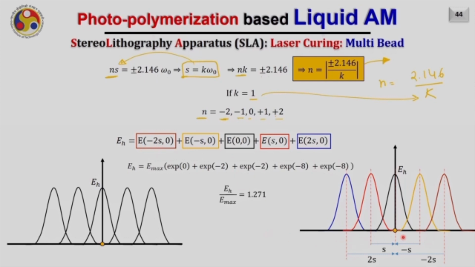If we add the energy absorbed by this point due to all these 5 passes, that will give us the total energy absorbed by this point, and that is represented here by EH, energy at hill. As a result, you can easily find out EH will be equals to E max exponential 0 plus exponential minus 2, exponential minus 2 plus exponential minus 8, exponential minus 8, and hence EH by E max will be 1.271.